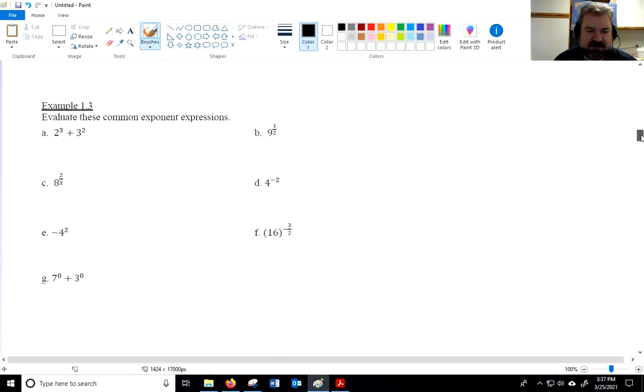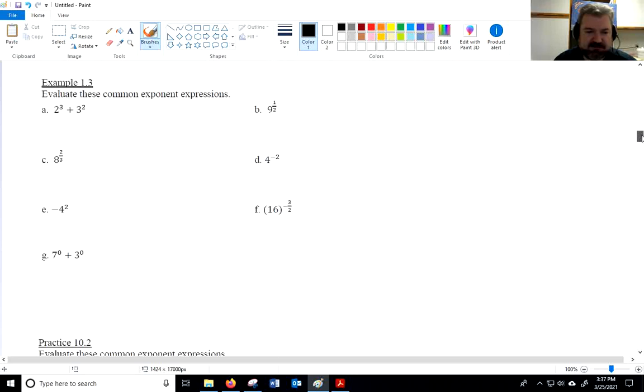All right, let's practice evaluating some of the common exponent expressions. I've got 2 to the 3rd plus 3 to the 2nd. So to add them, I need to go ahead and evaluate. 2 to the 3rd is 8. 3 to the 2nd is 9. 8 plus 9 is 17. 9 to the 1/2 means the square root of 9, which is 3. 8 to the 2/3 means the cube root of 8 squared. And I recommend you do it in that order, because if you square the number, then you got to take the cube root of a bigger number. It's much easier to cube root it and then square it. So the cube root of 8 is 2, and 2 squared is 4.